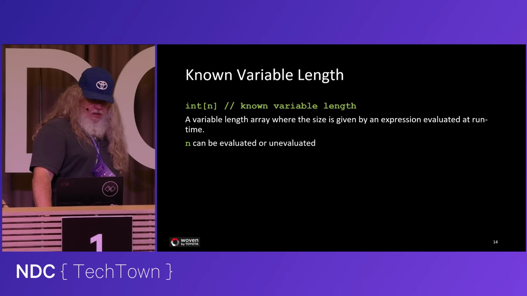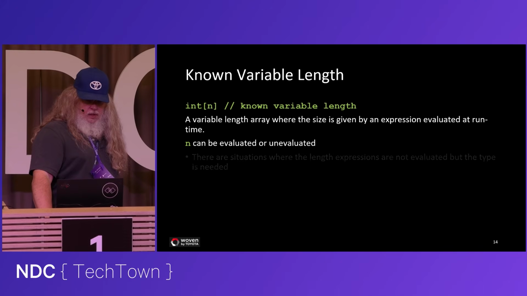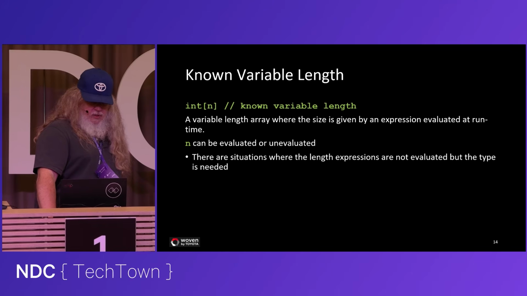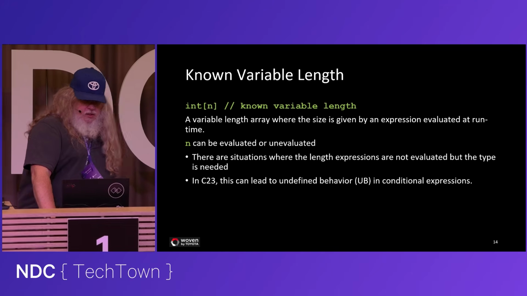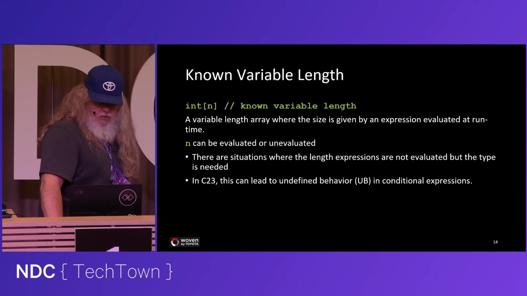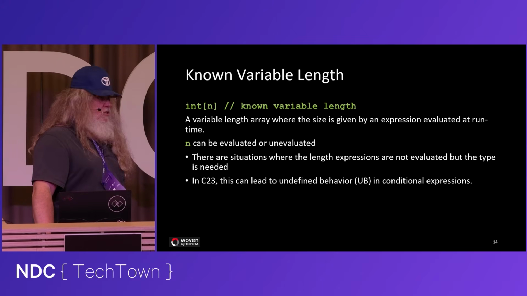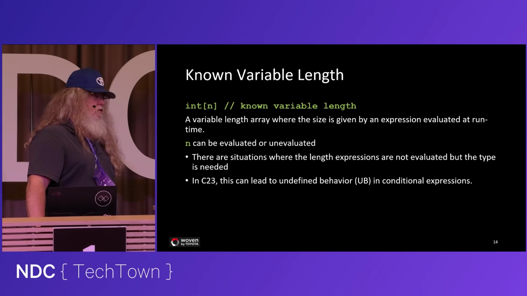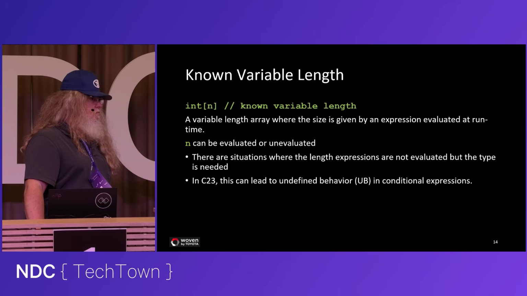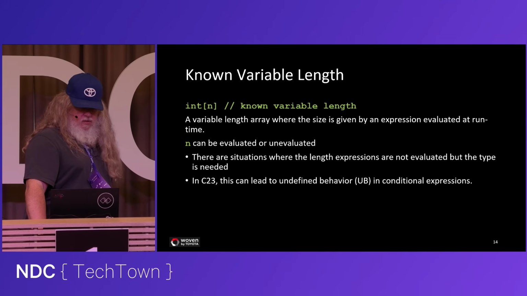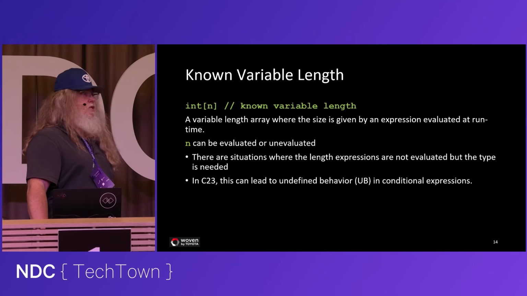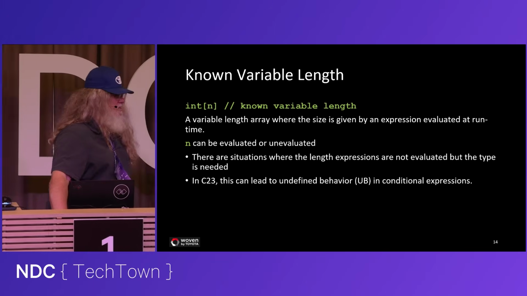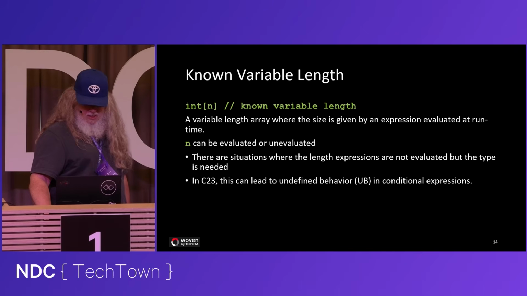N can be evaluated or unevaluated depending on the context. There are situations where length expressions are not evaluated, but the type is needed. In C23, this can lead to undefined behavior in conditional expressions. I qualified that as in C23. Well, in C23 and earlier versions of the standard, what ISO would call obsolete versions of the standard, right? Because they only recognize the one true standard as existing.